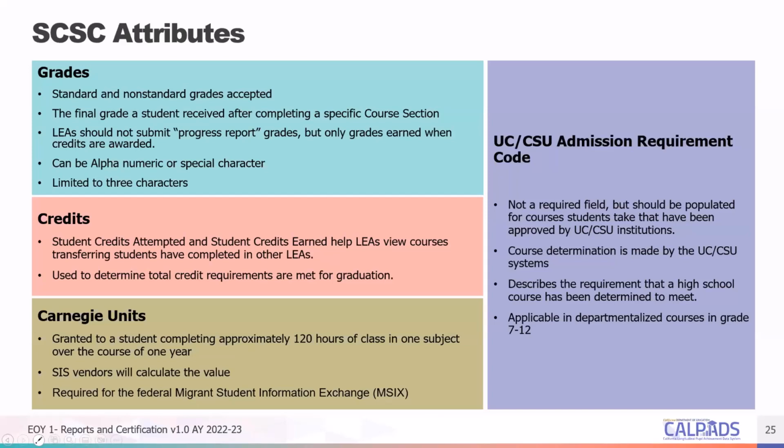UC or CSU Admissions Requirements Code represents the University of California or California State University college admission course requirements that a high school course has been determined to meet. Possible codes describe subject areas such as history or social science, English or mathematics, laboratory science, and visual or performing arts. This is not a required field, but should be populated for courses that have been approved by a UC or CSU institution. This field is only applicable for departmentalized courses in grades 7 through 12.